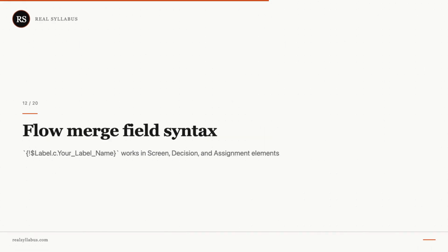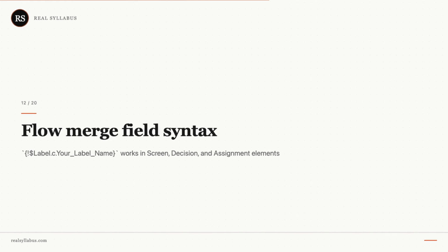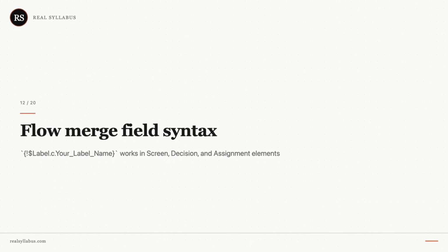In flows, the syntax for a custom label uses what Salesforce calls a merge field. The format is $label.c.your_label_name. The $label is a global variable that Salesforce provides in the flow editor. You can use this merge field in screen components, inside display text elements, input labels, and help text, and also in decision element conditions, assignment elements, and fault path error messages. If translations exist for the label, the running user sees their language automatically, with no conditional branching required in the flow itself.